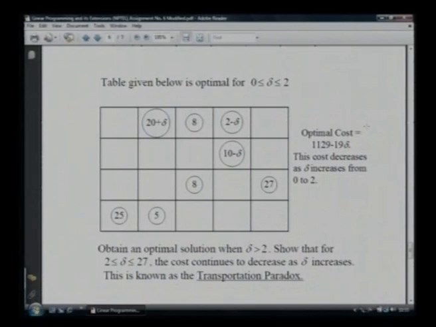So, this is the kind of paradox I am trying to show to you, and then I am asking you further to work out the situation when delta is greater than 2, and you will see that for delta between 2 and 27, the cost continues to decrease as delta increases, okay, because in the optimal cost the coefficient of delta would be some negative number. So, the cost will continue to decrease as delta increases as long as delta is between 2 and 27. So, this is what we mean by a transportation paradox, but surely you can try to rationalize why this is happening. Okay.